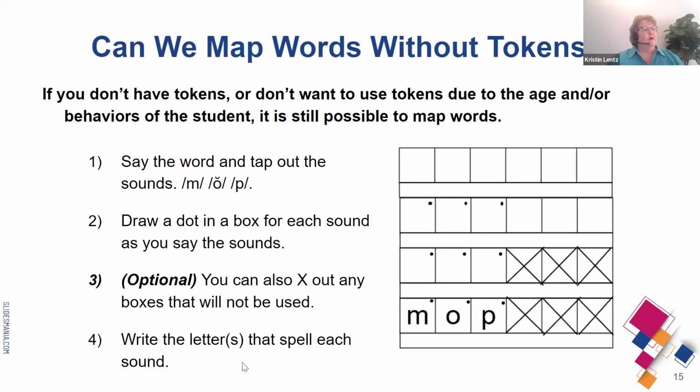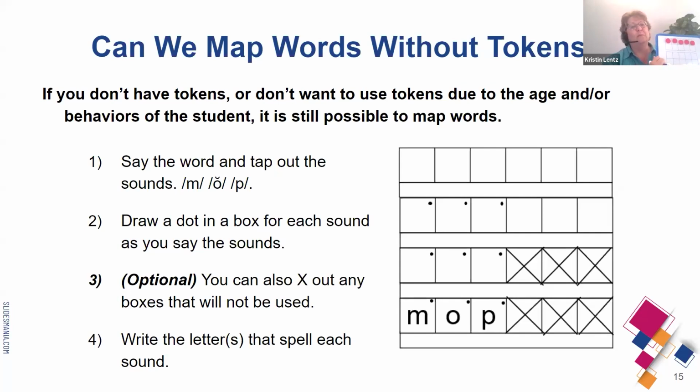Now, I've gotten the question before, particularly from teachers of maybe older students that don't want to use manipulatives. Maybe you yourself are trying to practice this and you say, well, I don't have any manipulatives available right now. Sometimes it's a behavior issue. I was a former emotional support teacher, so I understand that as well. The tokens can be distracting. So another option for doing this is what I call dotting. So we could dot it in order to map it.